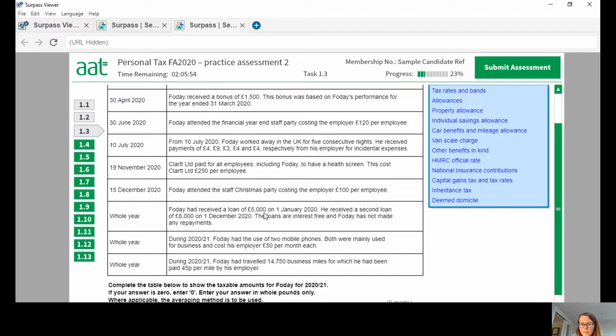So I use the average method, which is 5,000 at the start of the year. Oh, I've just seen what I've done wrong.